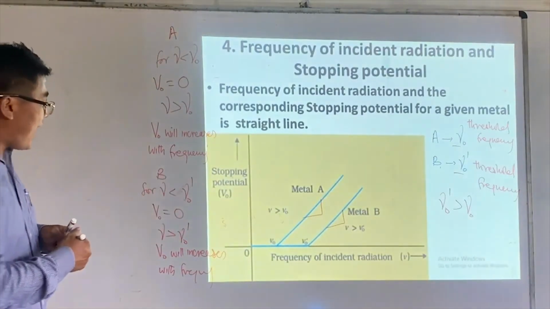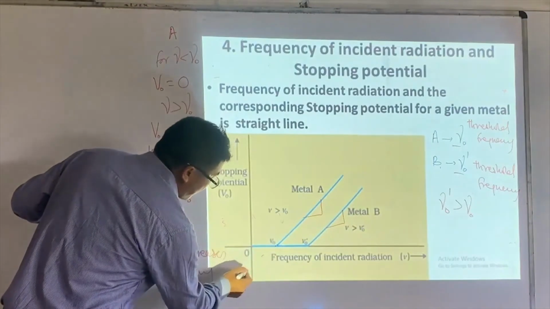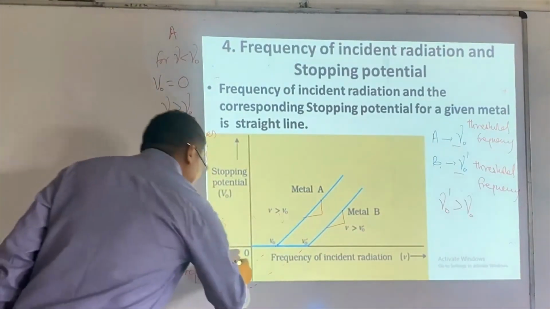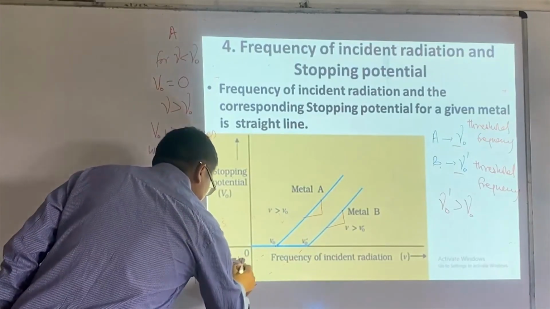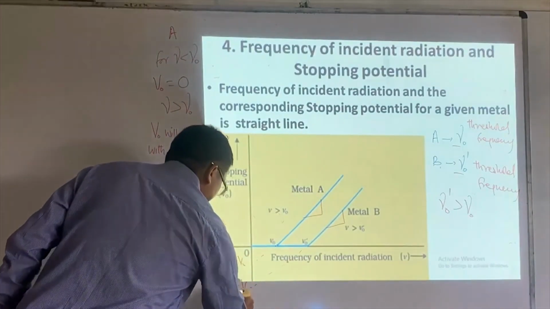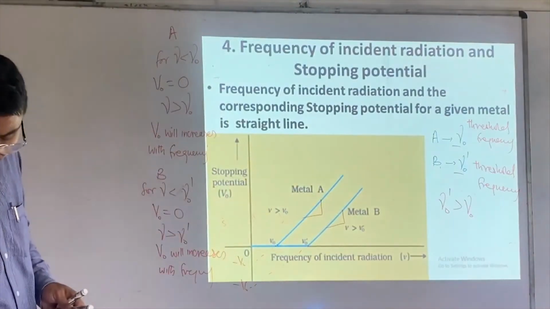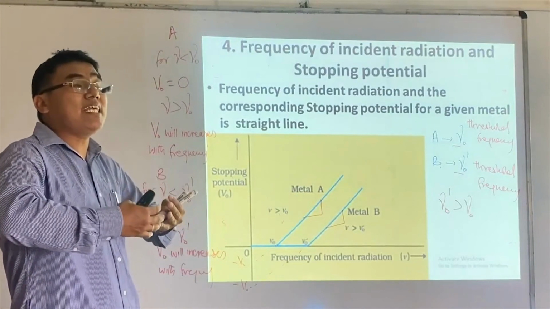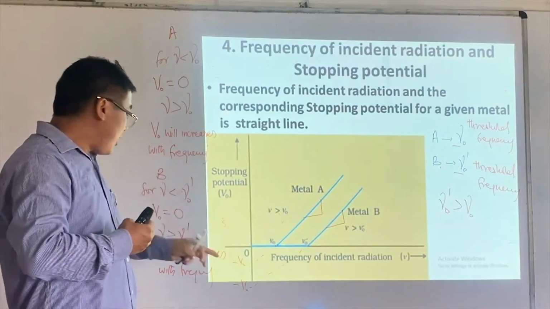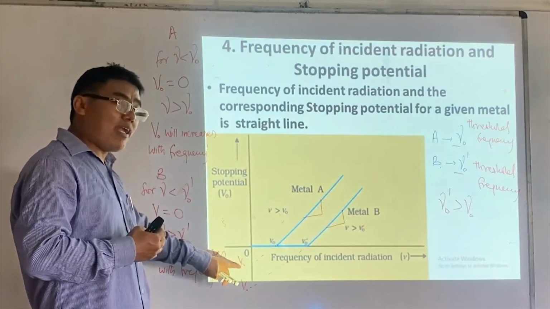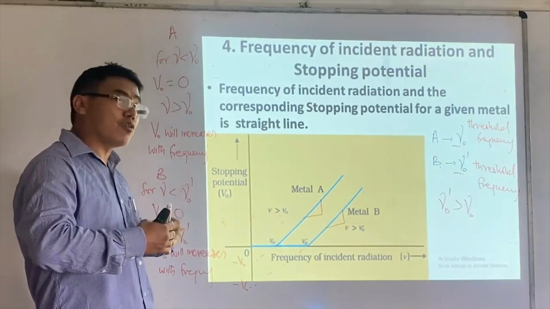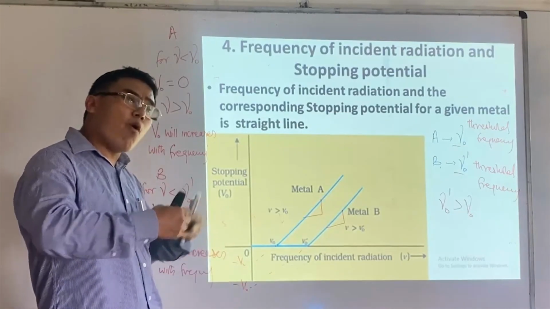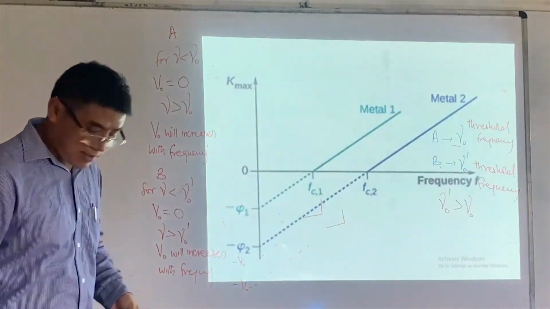And now if I extrapolate, if I extend this, alright, you will get a negative intercept here. That tells about with what energy electrons are bound to the nucleus. If this negative is less, electrons are less bound to the nucleus. If this negative is more, electrons are more bound to the nucleus. I'll show you this. This is what we have, right?